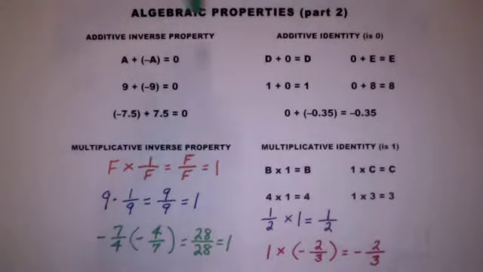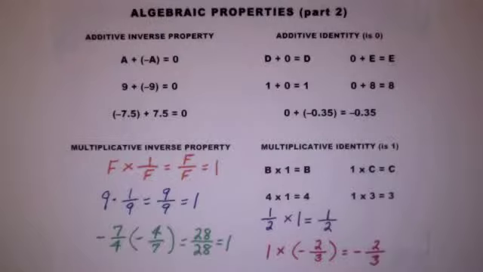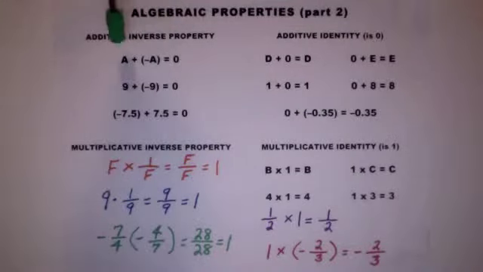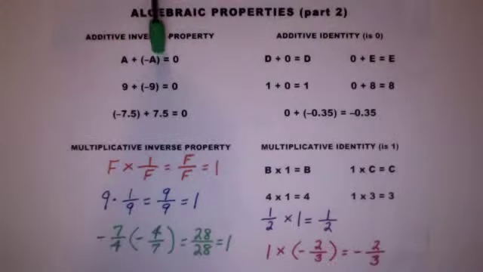The additive inverse property is about adding the inverse of a number, which equals 0. This is the way you undo something. The additive inverse, so it's the opposite. So if the number is negative, it's that positive version of the number. It's the opposite, the inverse.